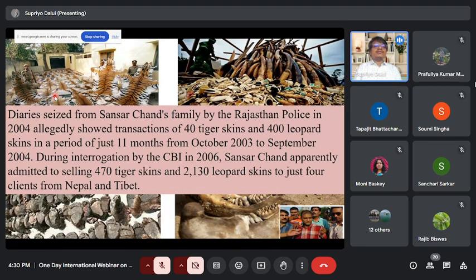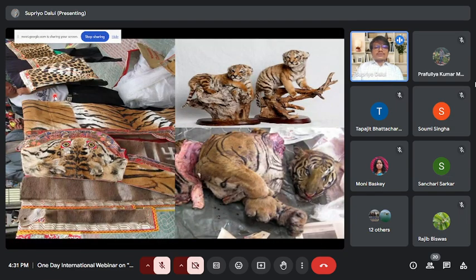So this was the scenario in India, and it is still somewhat the same right now, with wildlife crime still happening in India at this scale. This is the highlighted case, but there are many different cases of similar magnitude. It is very unfortunate that we don't have proper control over this wildlife crime. We need a proper system to control wildlife crime in India. So this was the pathetic scenario captured from Sansar Chand's family.